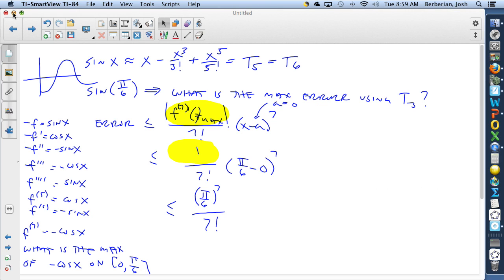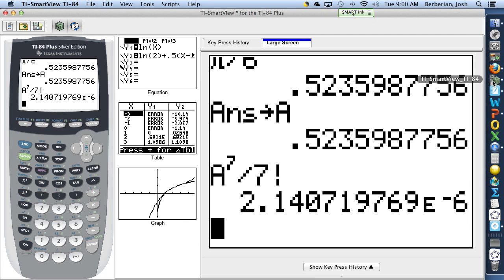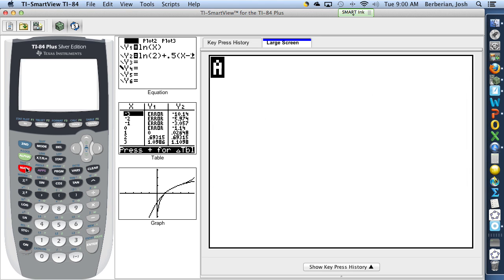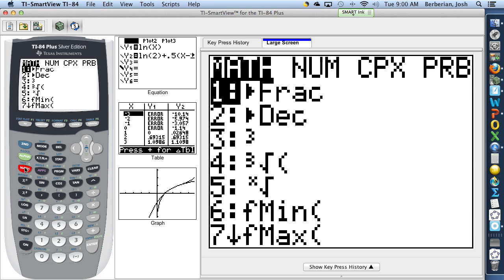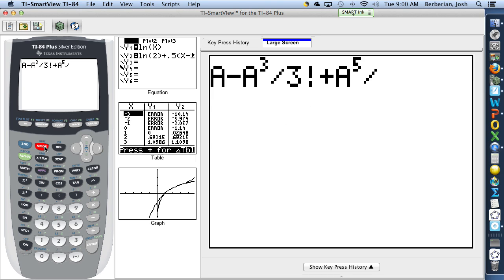that the sine of pi over 6 is approximately equal to pi over 6 minus pi over 6 cubed over 3 factorial plus pi over 6 to the 5th over 5 factorial, within a degree of accuracy of 2 millionths. Let's see if that's true. All right. Alpha a, that's x, minus alpha a to the 3rd divided by 3 factorial plus alpha a to the 5th over 5 factorial.